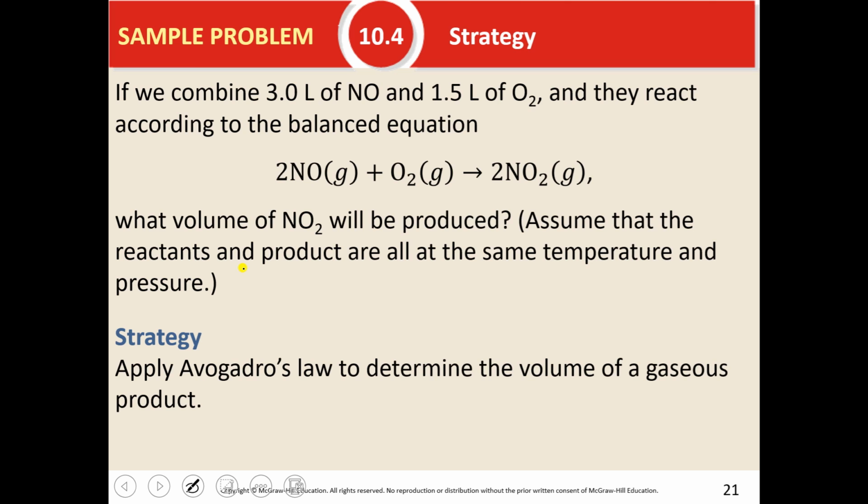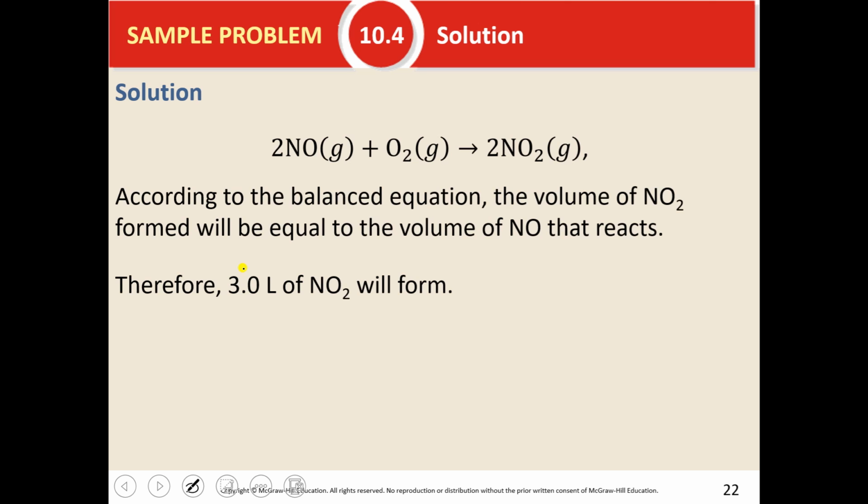So it says apply Avogadro's law to determine the volume of a gaseous product. So here we go. We know there's a 2 to 1 to 2 ratio. And we know that based on the balanced chemical equation, the volume of NO2 is equal to the volume of NO. So that means if 3 liters of NO reacted, you'll get 3 liters of NO2 because of the ratio between them.